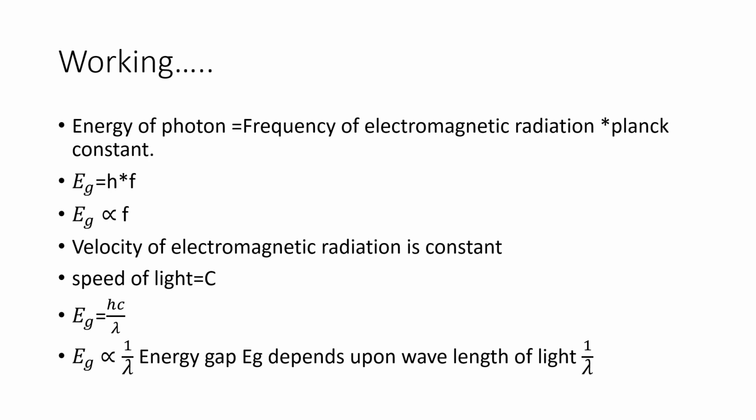So we can relate this energy gap as Eg = hc/lambda, where lambda is the wavelength and h is Planck's constant. So the only thing is, this energy gap depends upon the wavelength of the light. So the energy gap determines the wavelength of light, thereby we will be getting a particular light.